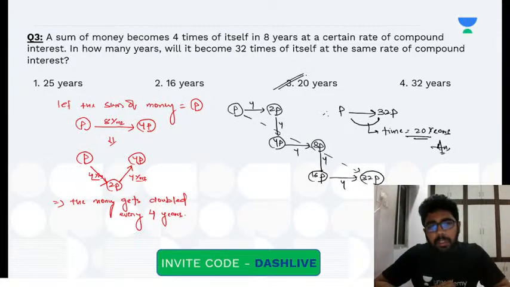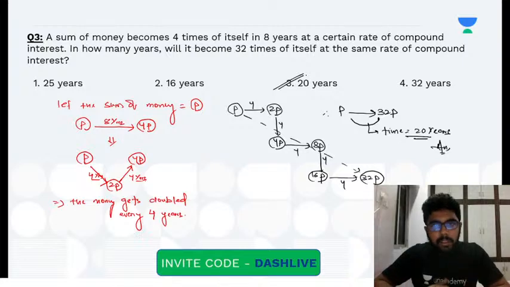Just look at this. A sum of money becomes 4 times of itself in 8 years at a certain rate of compound interest. In how many years will it become 32 times of itself at the same rate of compound interest? This is what is given in the question. So let the sum of money be P. So P becomes 4 times in 8 years.